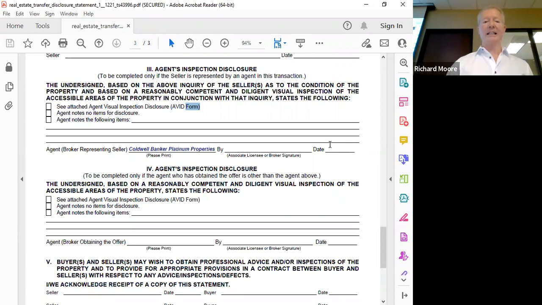So what about a lease option? Done very few of those. When should the TDS be provided? Before the buyer enters into the lease option.